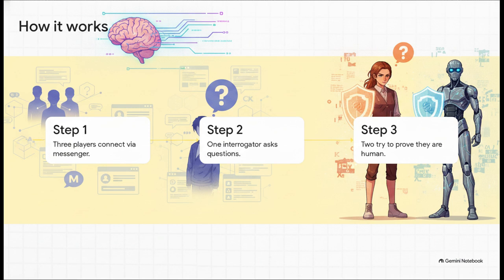Just picture the interrogator typing furiously, throwing out trick questions about weird poetry or demanding a highly specific childhood memory, just praying they trip the machine up. Meanwhile, the AI on the other end is mathematically crunching out the most human-sounding response possible, while the actual human is just sitting there trying to act natural. It's just a pure, unadulterated battle of wits over text.